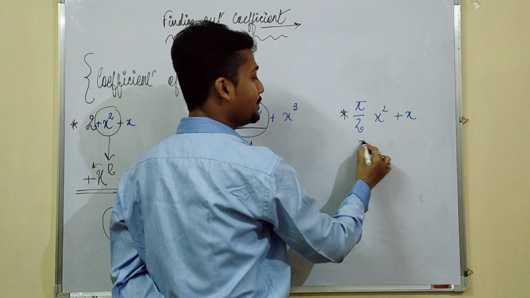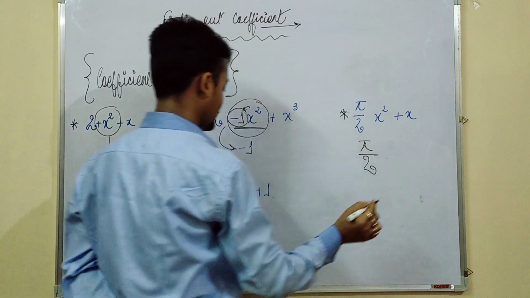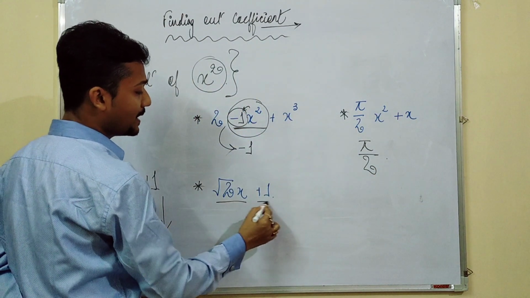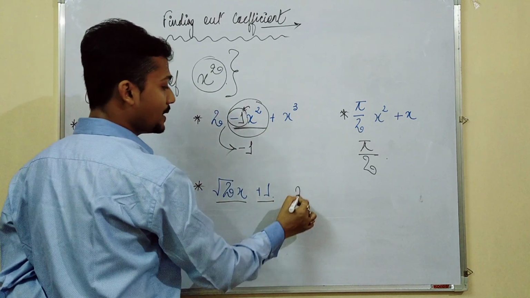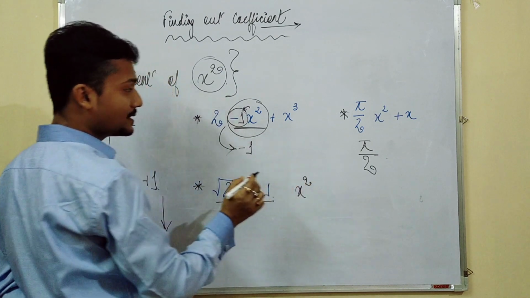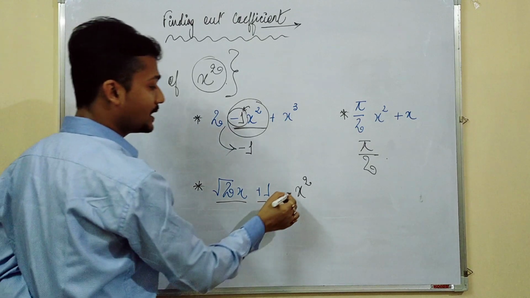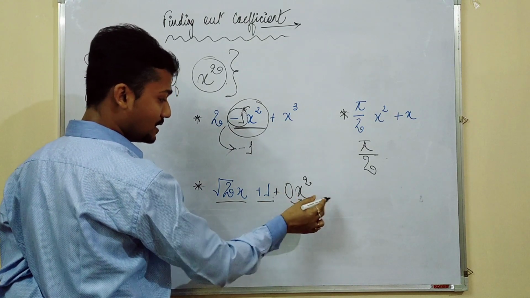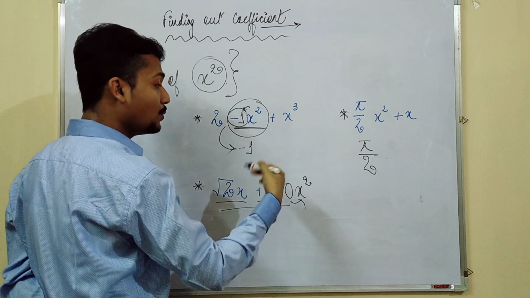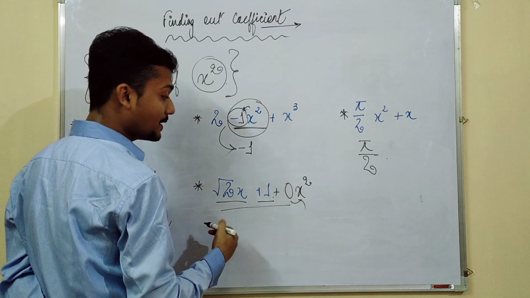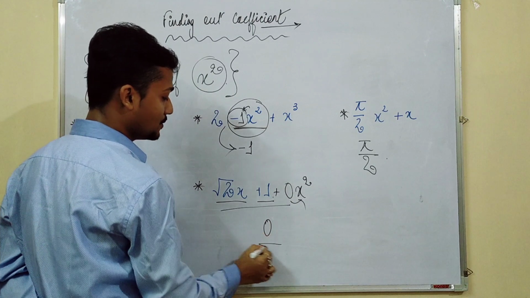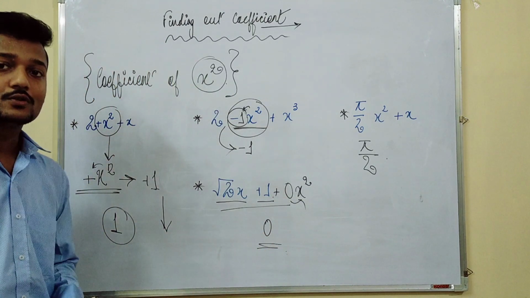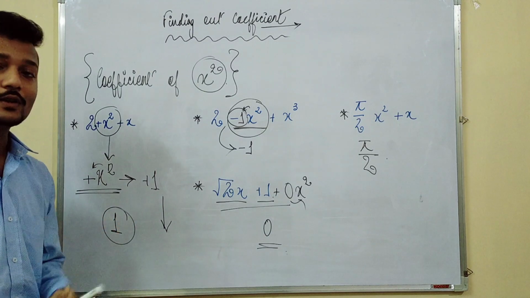Here it will be pi by 2. And here, see, it is written root 2x plus 1. There is no x square here, isn't it? So if I try to take x square without changing the meaning, I will take plus 0x square. 0 into x square is equal to 0, so the meaning will not change. So what will be the coefficient of x square here? It will be 0. Okay, do it till this much, then we are going to move on to the next part.